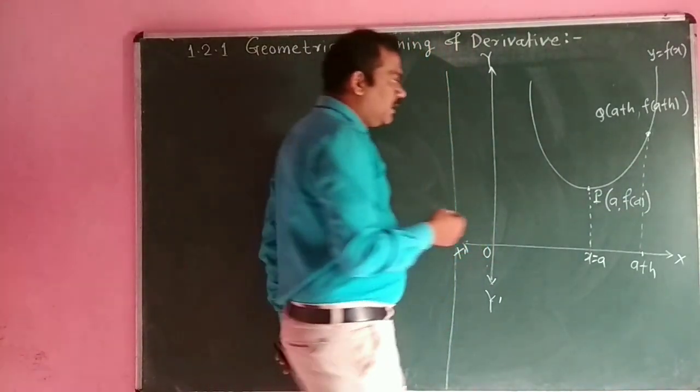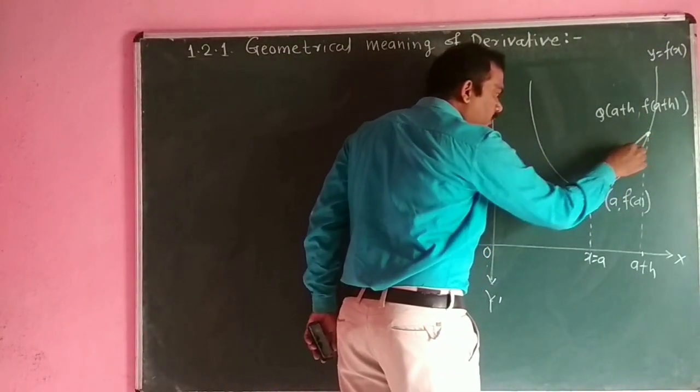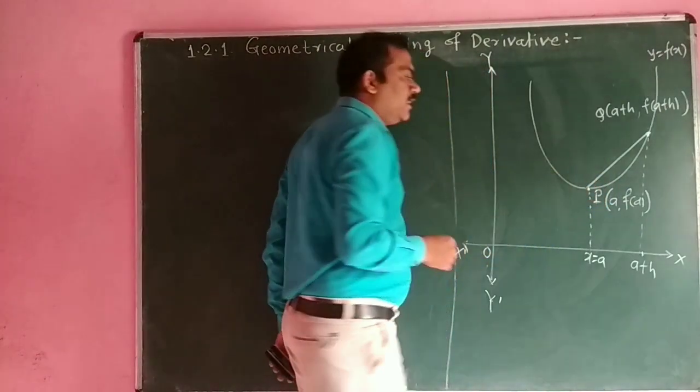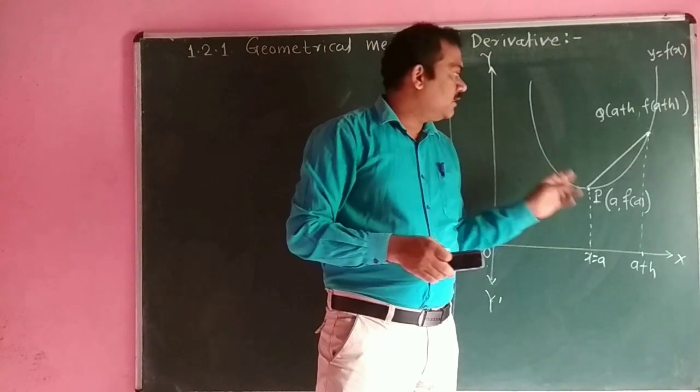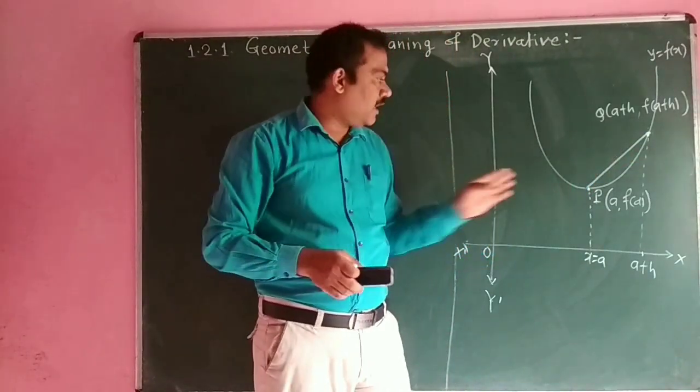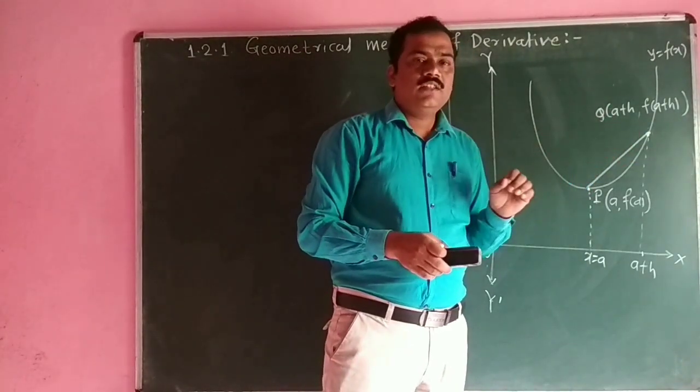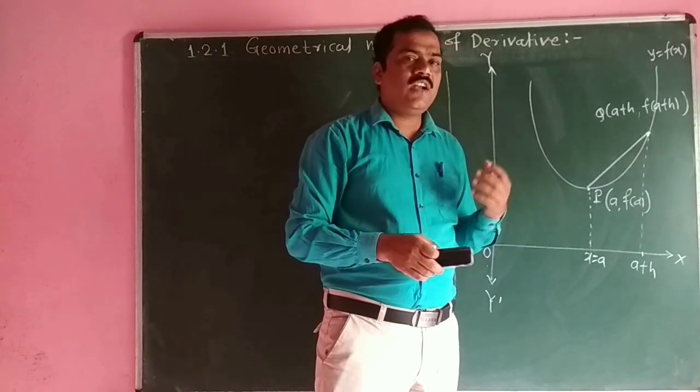If we join points P and Q, and extend it beyond, we get a secant. That is called a secant.